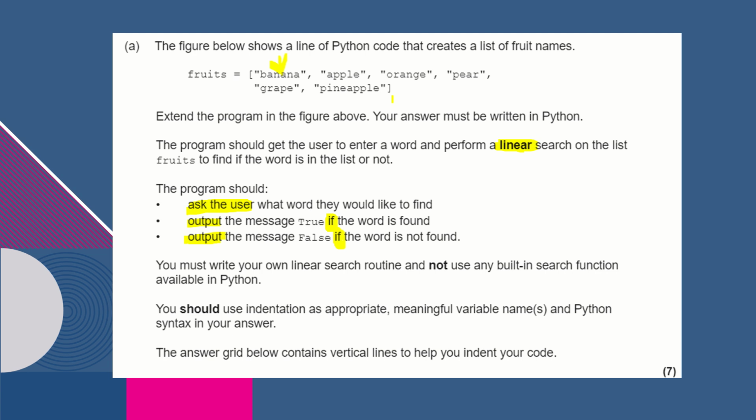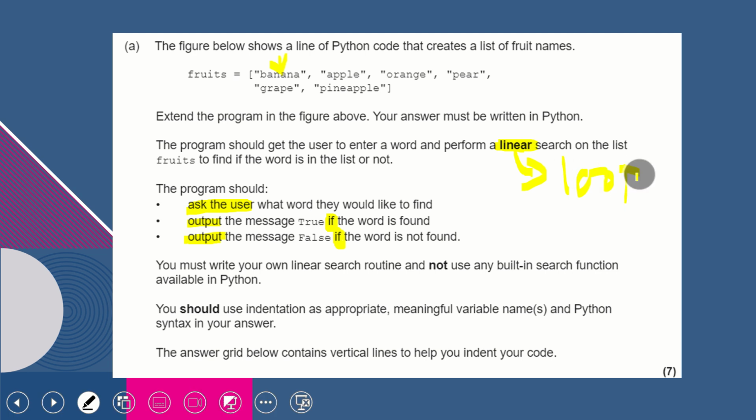Again, as it mentions linear search over here, remember there is no mention of loop, or keep repeating, or something similar. But you need to know if they have written linear in your question, it means you have to keep on doing it in a loop.